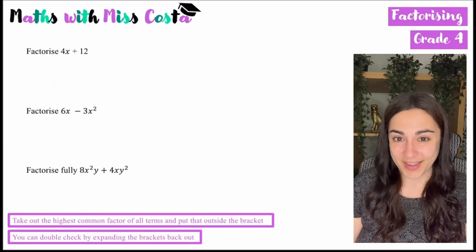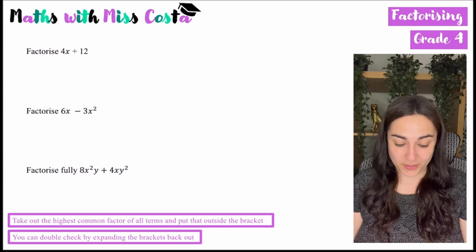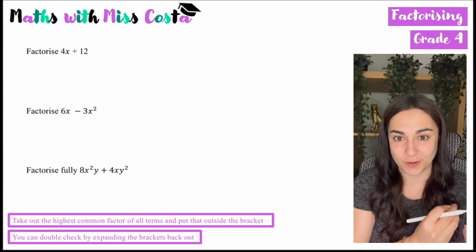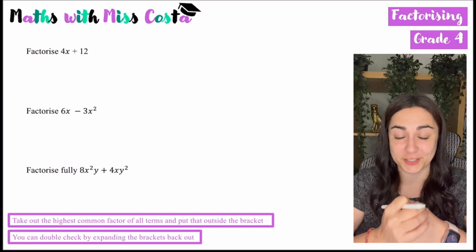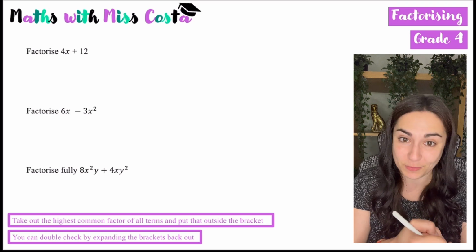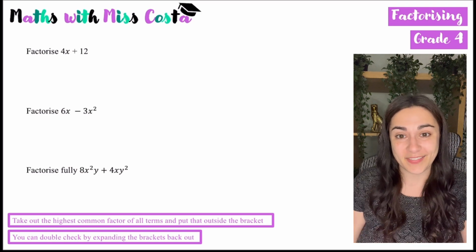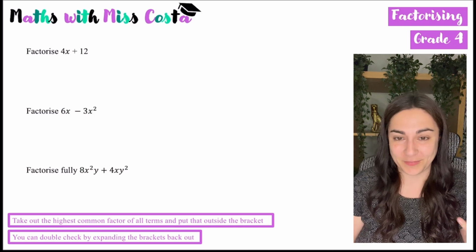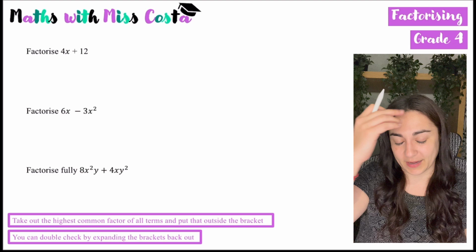Okay, so when I'm factorising, what that means is I'm looking for the highest common factor of both terms, and I want to pull that out. So if you imagine it's like an orange juice and you're trying to squeeze as much out of the orange as you possibly can, that's what we're doing when we're factorising. We're trying to squeeze every single possible factor out of the bracket and put it on the outside.